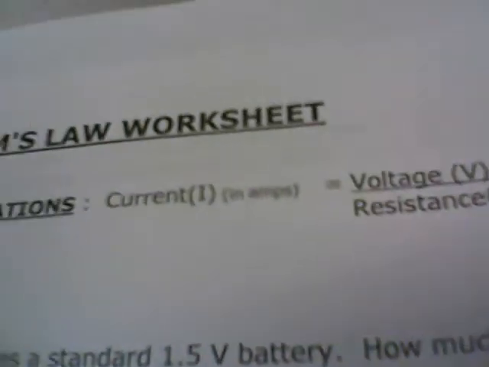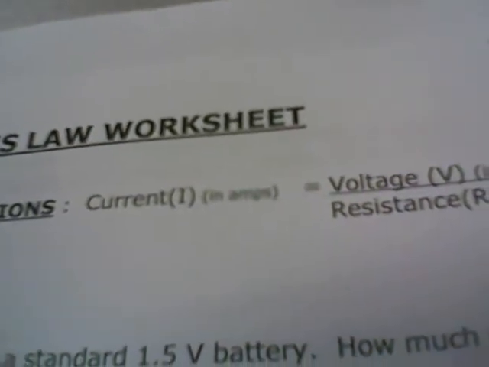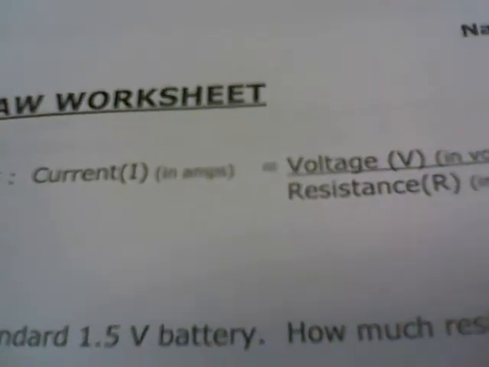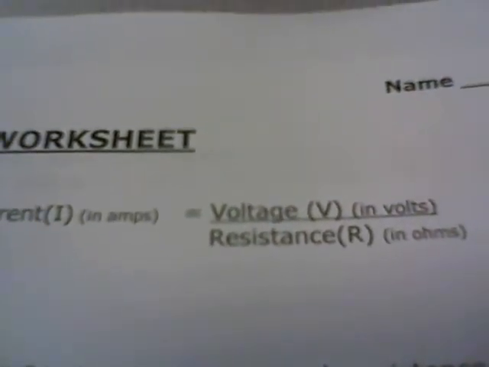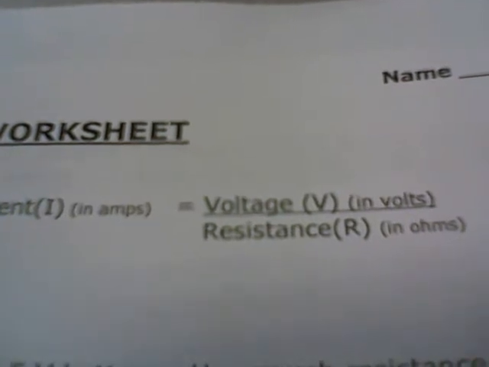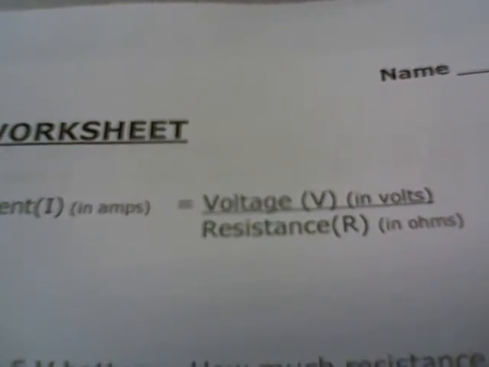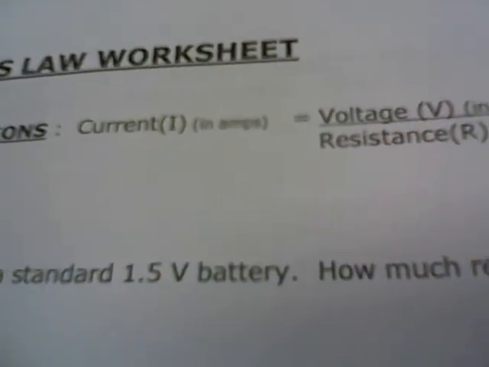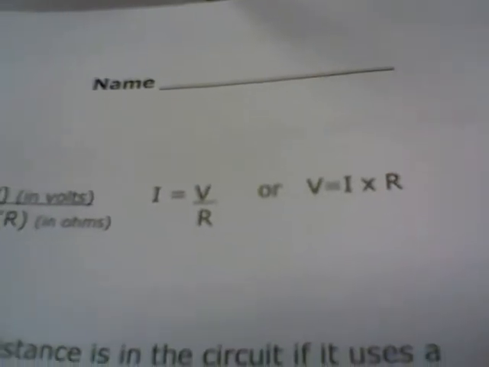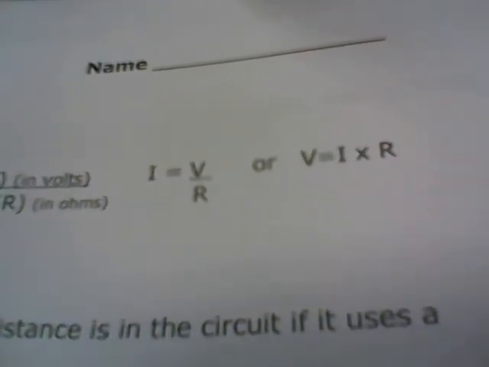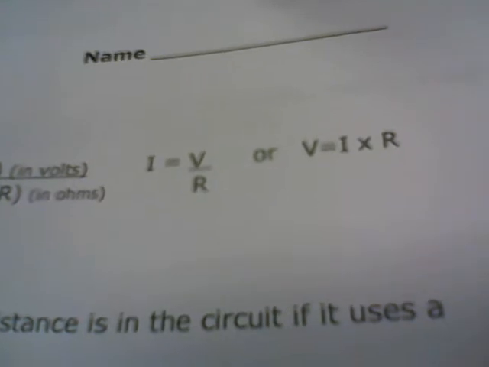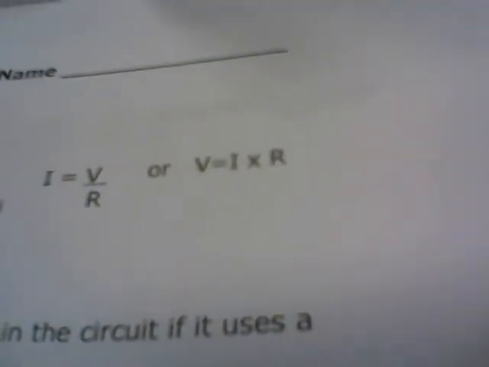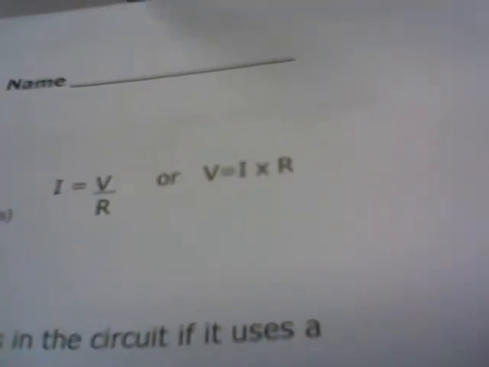Ohm's law equation says that current, which is I, and is always in amps, is equal to voltage, which unit is always V, meaning in volts, over resistance. And resistance is R, always in ohms. So the first equation looks like this: I equals V over R, meaning current equals volts divided by resistance. Or you can rewrite that to look for volts, which is V equals I times R.